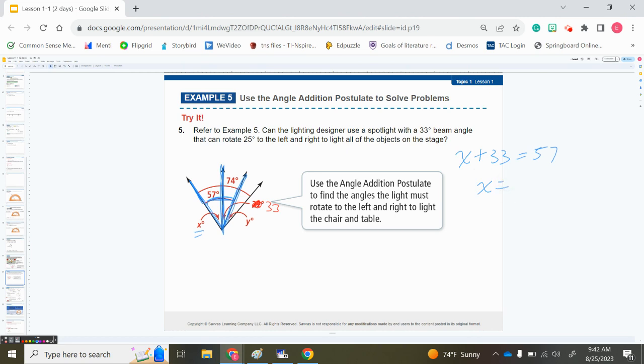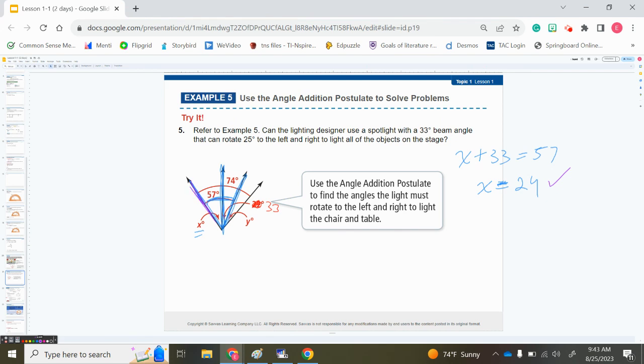Someone tell me, what does x equal here? Go ahead. 24. What'd you say? 24. Very good. Sorry, just couldn't hear you. Everybody with me there? So far, is this going to light up? Is it less than 25 degrees? Yep, so we're good. That's going to light up. Let's take a look at the next one.